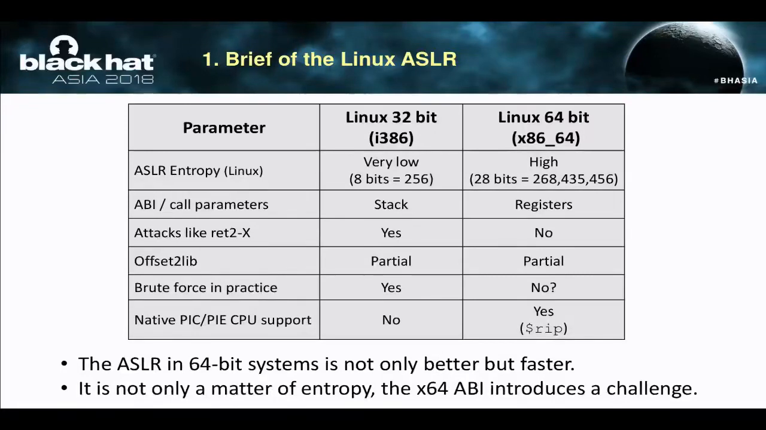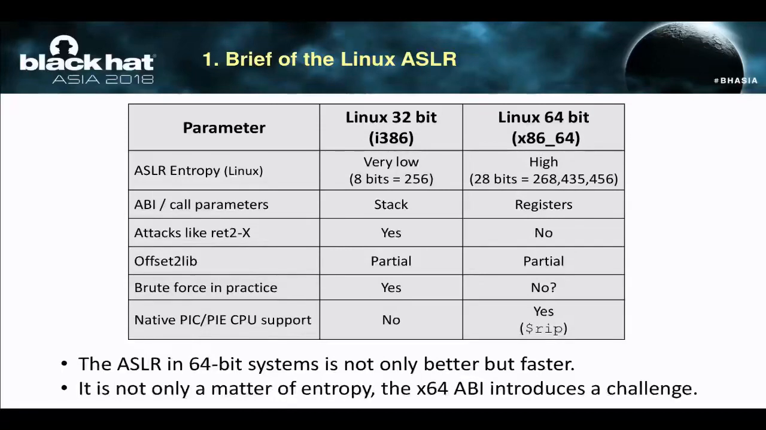So, for example, offset2lib is something that we discovered and released some years ago. Currently, it's not possible. I am using the word partial here, and I'm going to explain in a minute why it's partial. You can't use offset2lib to bypass ASLR in 64-bit architectures today. But we can use some of the ideas of this attack, combined with the attack I'm presenting today, in order to achieve our goal.